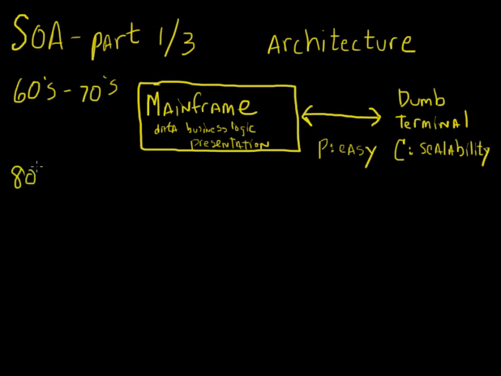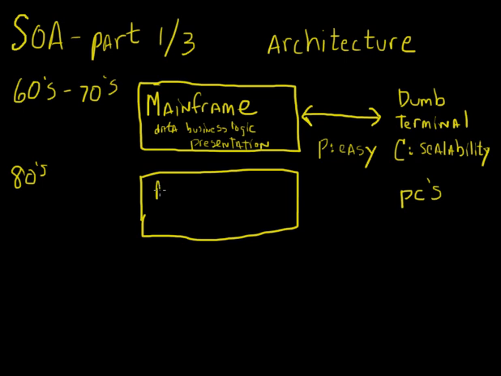In the 80s, what started happening? Well, we started seeing a lot of users use PCs to access information. You still had the mainframe here, but a lot of the work that the mainframe was doing could now be offloaded to the PCs. Stuff like presentation.